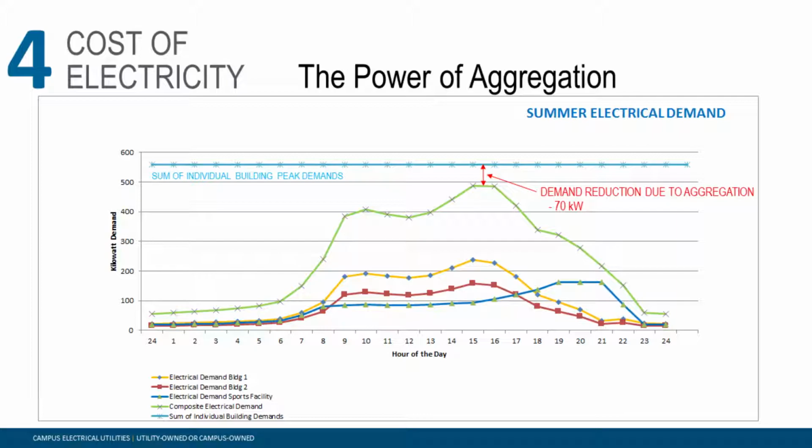Now, if you look at the blue line on the very top of the graph, this is just a straight addition of the peaks of each of our three buildings. Now, if you look at the difference between the cyan line at the top of the screen and the green line that represents the composite peak, you'll see that there's actually a demand reduction of 70 kW. This is purely because the peaks are non-coincident and you're able to take advantage of that.